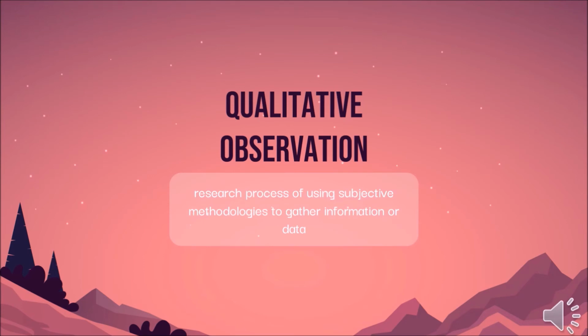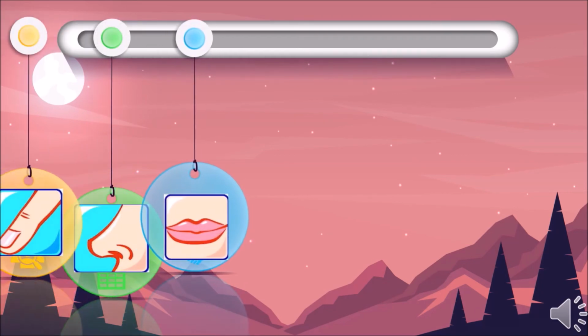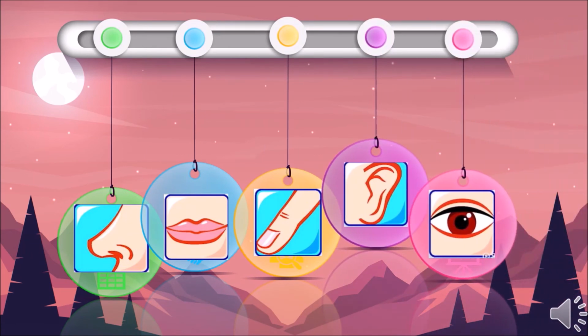Qualitative observation is a research process of using subjective methodologies to gather information or data. Basically, for making a qualitative observation, we need to use all our 5 senses: our nose to smell, mouth to taste, our fingers to touch, our ears to hear, and lastly, eyes to see.